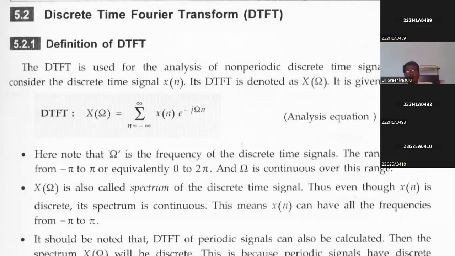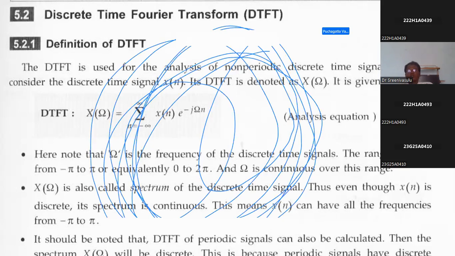Here, what is the magnitude of z? The magnitude of r into e power j omega. So what is the magnitude of e power j omega? What is e power j omega? Cos omega plus j sin omega. If you take the magnitude, it is root of real square plus imaginary square. The real term is cos, so cos square omega plus sin square omega.